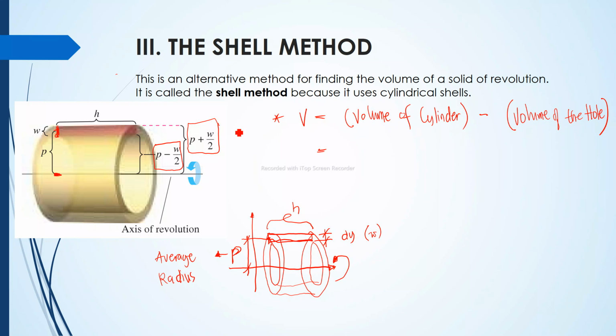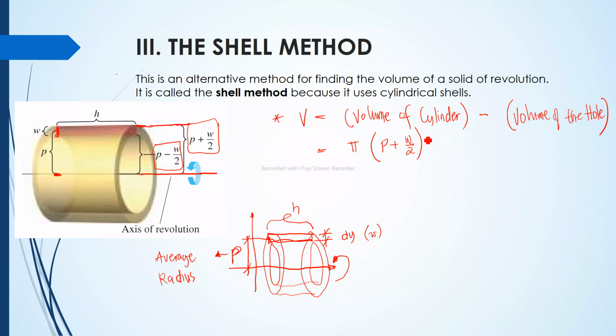So what is the volume of this cylinder? The volume of the cylinder is equal to pi r squared h. So that is pi times what is our radius? Our radius is from the axis of revolution to the outermost part. That is the average radius plus the thickness over 2. Okay, the average radius is at the middle, plus we add one half of the thickness.